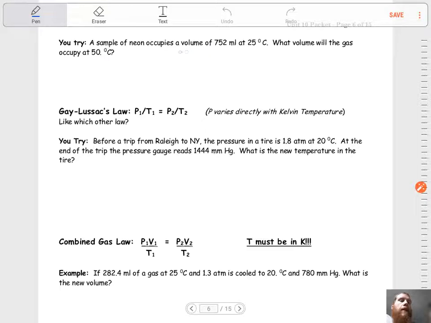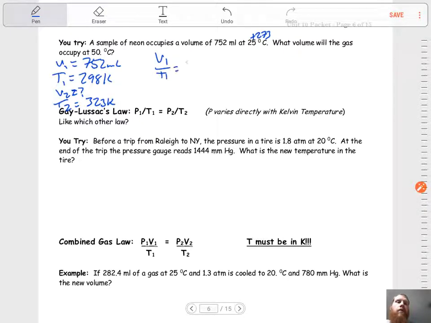So here we go. I've got a volume, V1 equals 752. T1 is going to be 298 Kelvin when I add 273 to this. What's the volume? So I'm looking for V2. And T2 is going to be 50, so when I add 50 to 273, I get 323 Kelvin. So notice right away, temperature went up, my volume should go up.